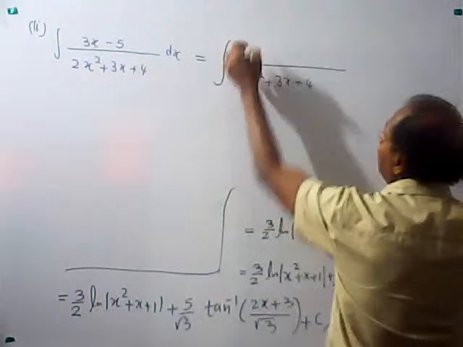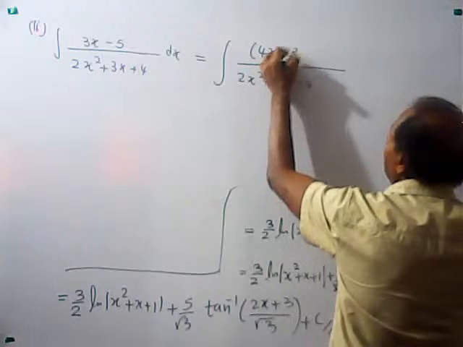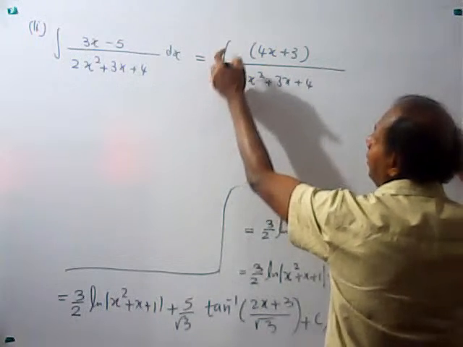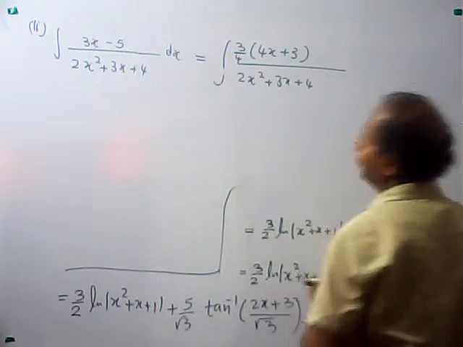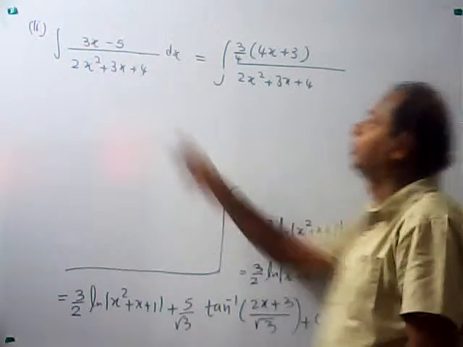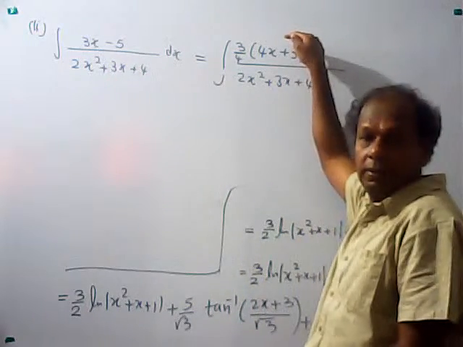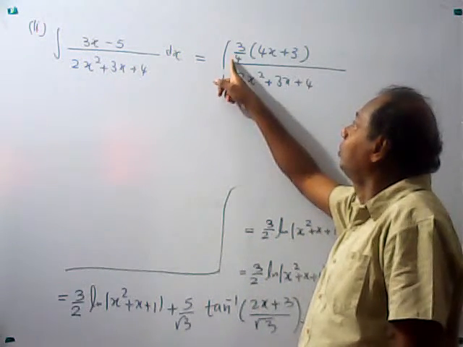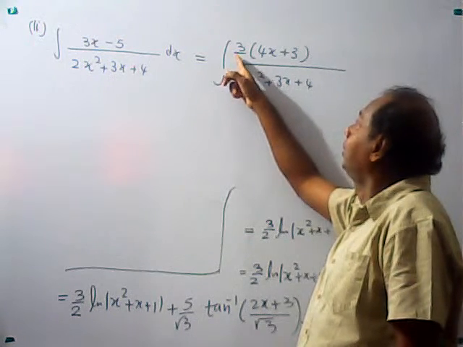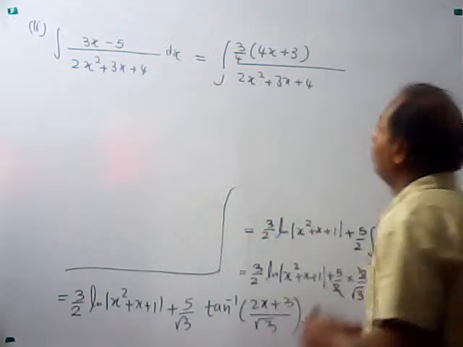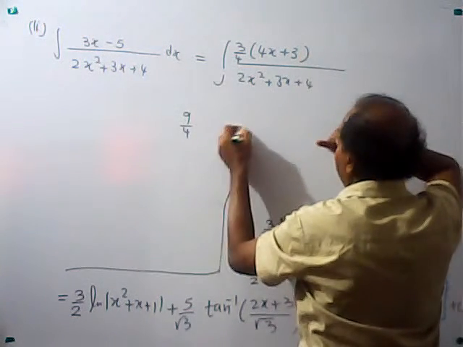Here the derivative is 4x plus 3. 4x plus 3 to make them equal, I write 3 over 4 here. Derivative of the denominator is 4x plus 3. I wrote it in the numerator. We have to balance two sides and just wrote 3 over 4. So x terms are equal. Then I have written 9 over 4 as a constant, but we need minus 5.